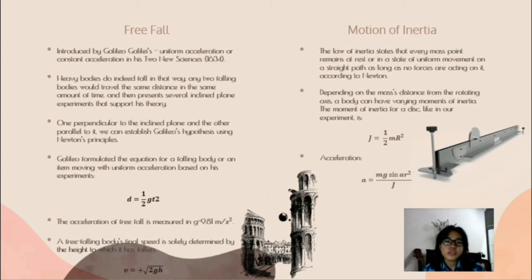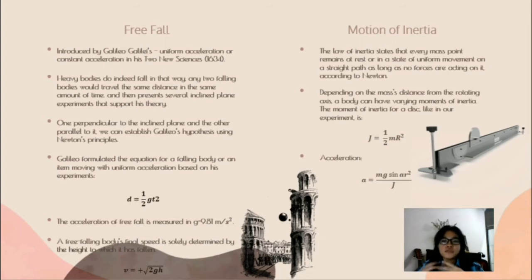He claims that heavy bodies do indeed fall in that manner, and that if a vacuum could be created, any two falling bodies would travel the same distance in the same amount of time. He makes predictions about balls rolling down an inclined plane based on this idea, and then presents several inclined plane experiments that support his theory. By splitting the gravitational force acting on the rolling balls into two vectors, one perpendicular to the inclined plane and the other parallel to it, we can establish Galileo's hypothesis using Newton's principles. Galileo formulated the equation for a falling body or an item moving with uniform acceleration based on his experiment. As a result, all bodies, regardless of their shape, nature or weight, fall at the same rate. Free fall is a phrase for this type of motion.